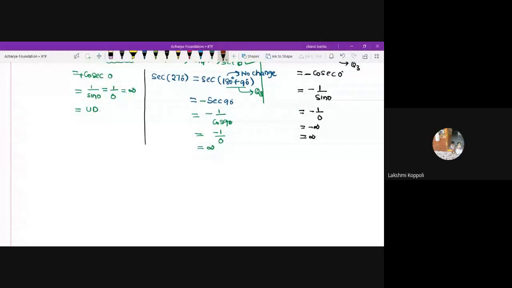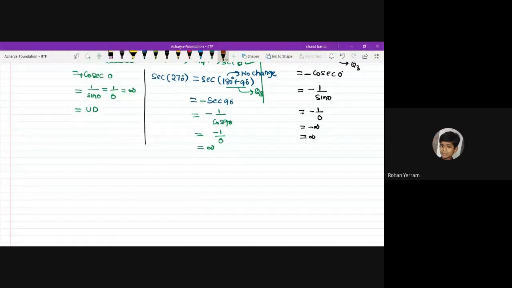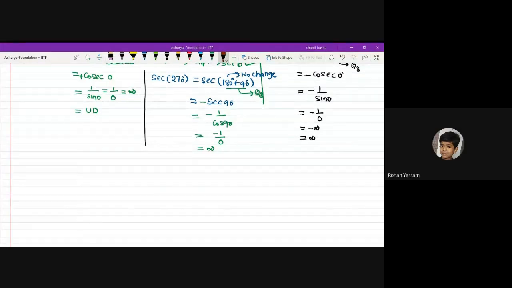Clear? Sir, can you give some homework sums for the 90 means change should be there, sir? Yes, please. 90 means change should be there, sir. Yes, 90 means change.